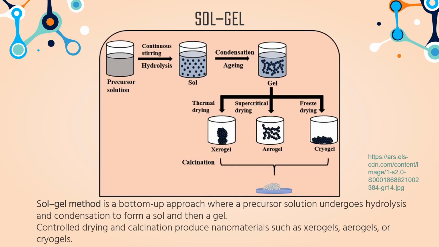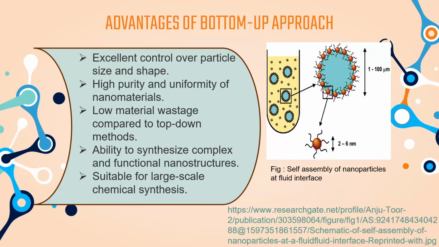Now, let us discuss the advantages of the bottom-up approach which make it highly preferred. One of the major advantages is excellent control over particle size and shape. This approach produces nanomaterials with high purity and uniformity while minimizing material wastage. Additionally, it also enables the synthesis of complex and functional nanostructures, making it suitable for large scale chemical synthesis. The image here shows self assembly of nanoparticles, demonstrating controlled organization at the nanoscale, as you can see.